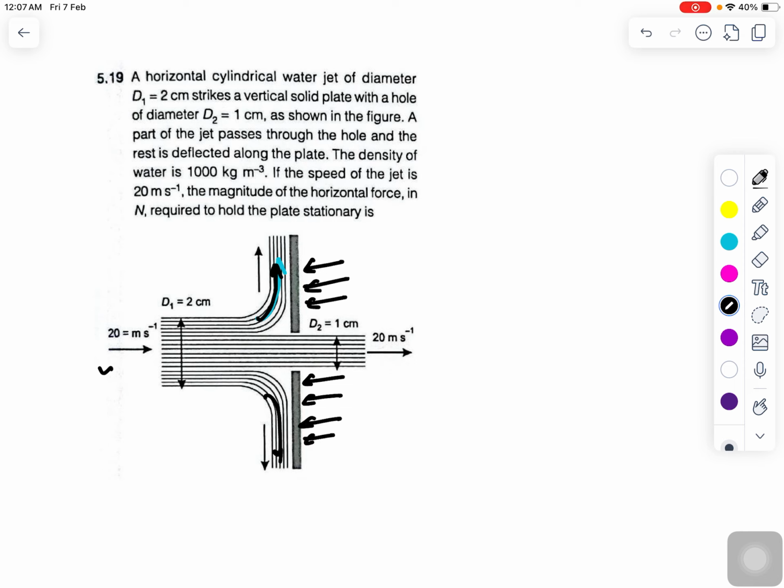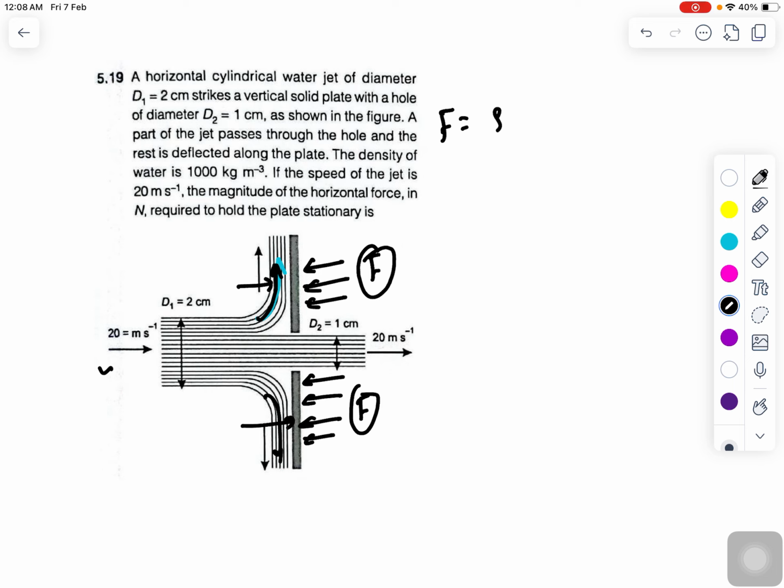And some of this is passing through along this direction. So how much force is being applied from this direction? How can we calculate it? The force which is being applied by this fluid on this plate, exactly the same amount of force you have to apply in the opposite direction from this side. So that is F. So how can I calculate F?